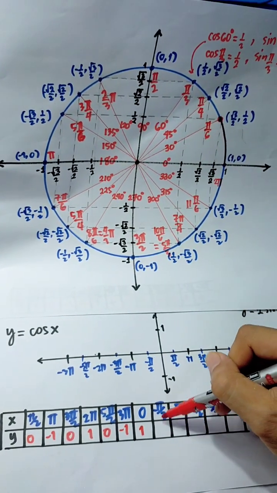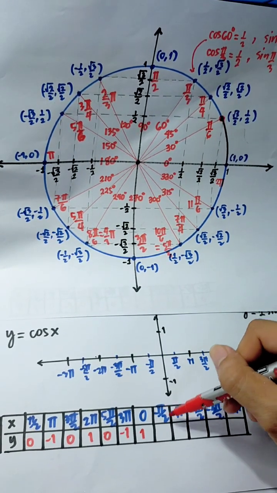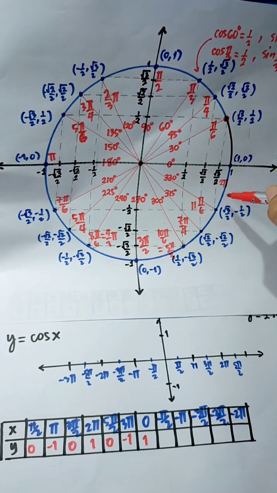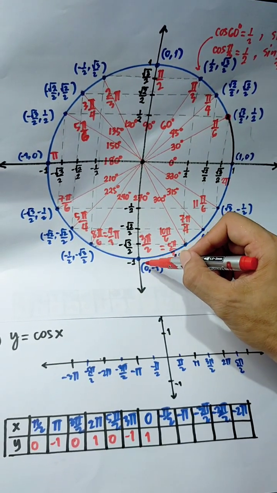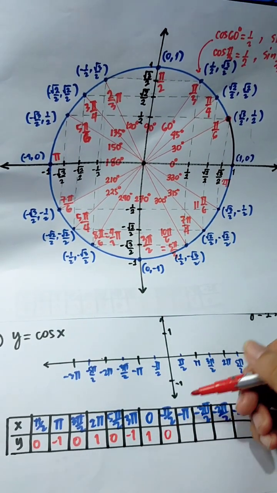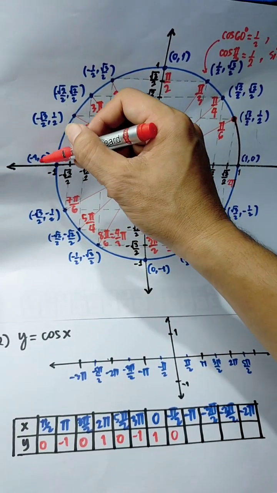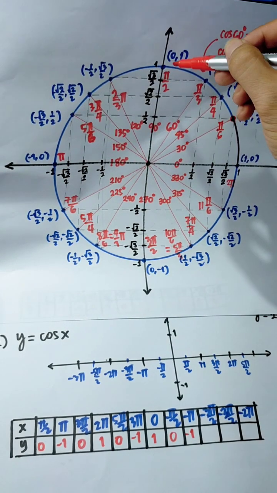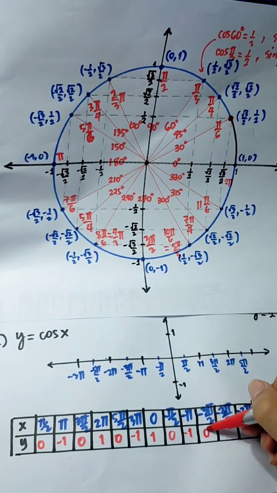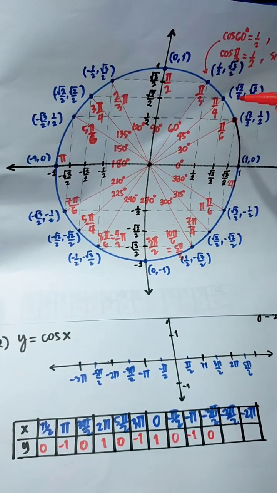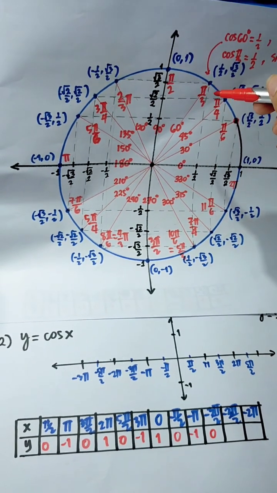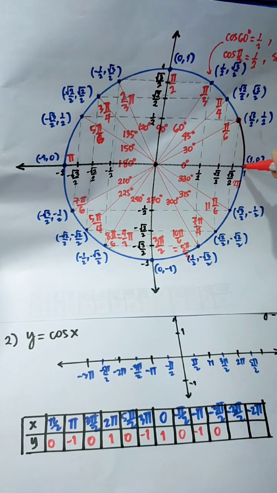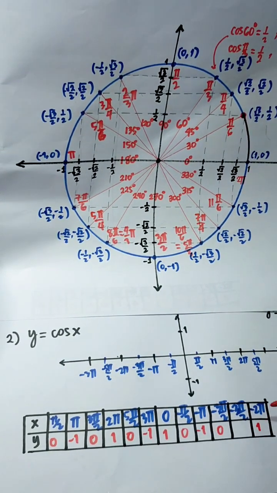Then moving now to the negative radians. So negative pi over 2 is over here. Our cosine is 0. Negative pi, it's negative 1. Negative 3 pi over 2, it is 0. Then, what is this? Oh, it's the same. So negative 2 pi is 1.